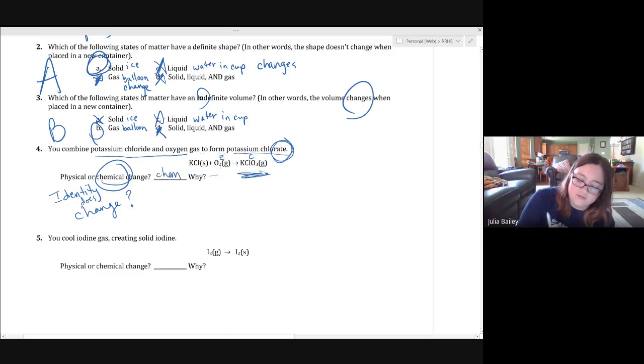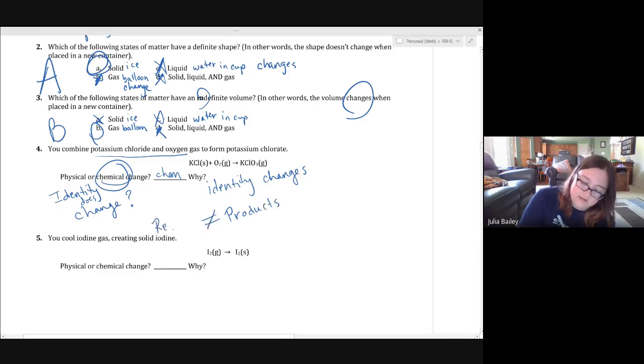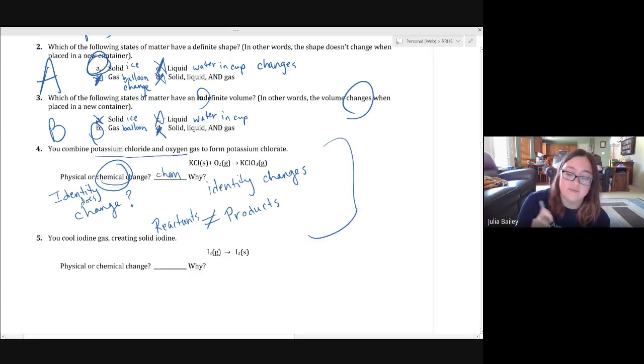You can abbreviate, that's fine. And then how do you know? Well, you could just tell me the identity changes. I don't need complete sentences here. You could also tell me that the products do not equal the reactants. You could tell me that. Those are the two probably most obvious ones from the amount of information that we've been given in this problem.